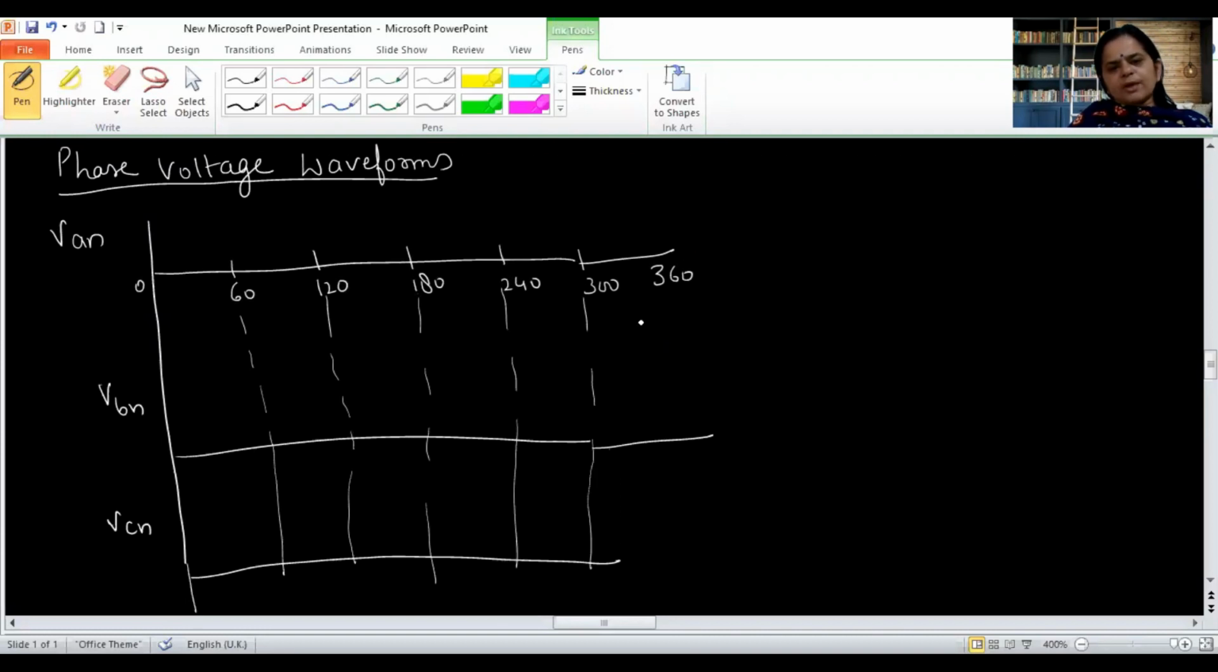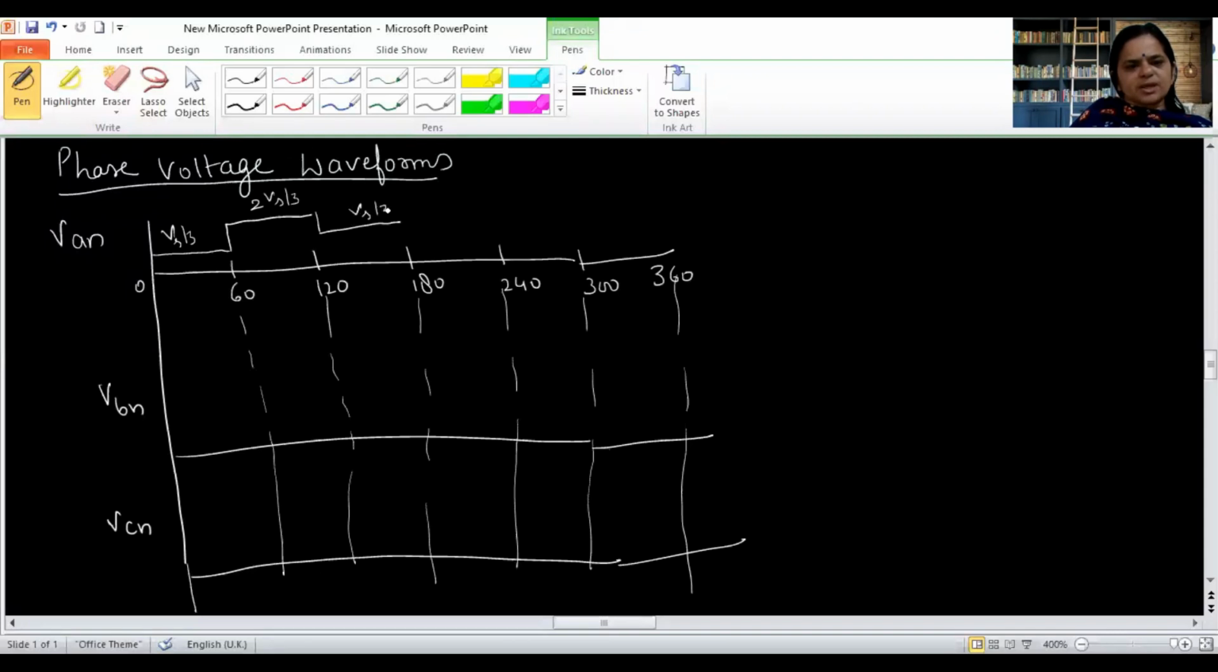So like this. Now from the conduction table, you can see that the voltage VAN between 0 to 60 was Vs by 3, and 60 to 120 was 2 Vs by 3. Then it was Vs by 3, then again it was minus Vs by 3, then minus 2 Vs by 3 and minus Vs by 3. So this is the waveform for VAN.